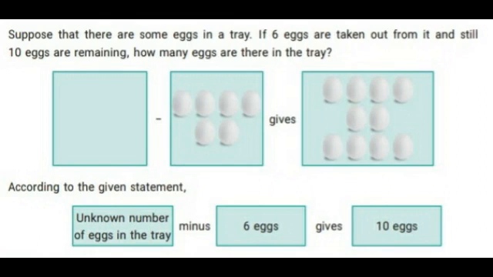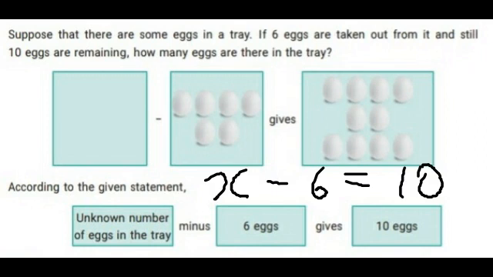Number of eggs, minus. What is the symbol we used? Minus. And how many eggs were taken away from that? 6 eggs. It gives how many eggs? 10 eggs. That means it is equal to 10 eggs. We can write these terms as follows. We can represent the unknown term as x.